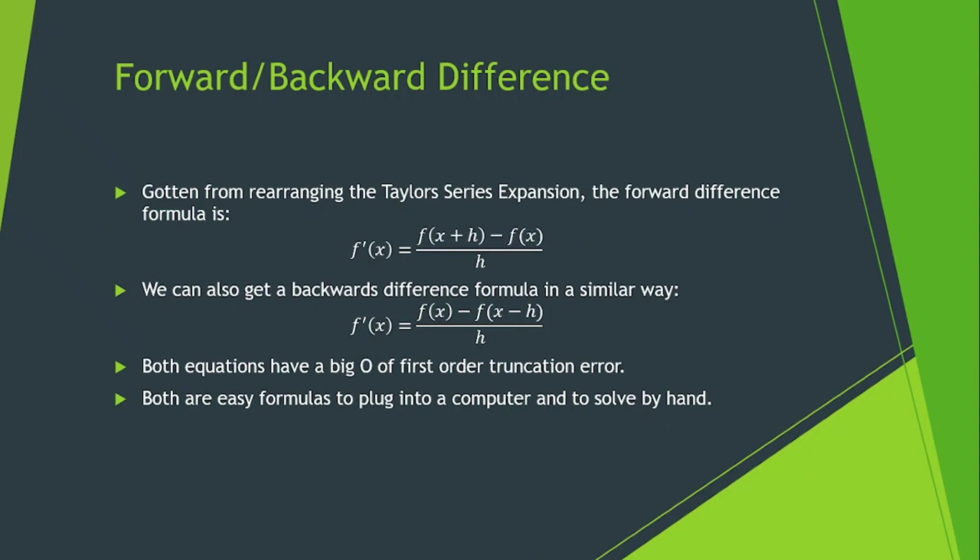Forward and backward difference is as it sounds. We use the difference from a point and a point ahead and behind it respectively and calculate our derivative from it. We get the formula for forward difference by rearranging the Taylor series expansion. After rearranging it, you get the formula that you see on screen. We can get the backward difference formula in a similar manner. Both equations have a big O of the first order, which means that in terms of accuracy, it's not the best. However, both formulas are really easy to do by hand and to code into a computer.